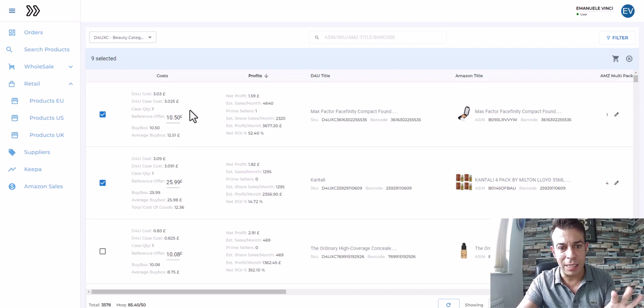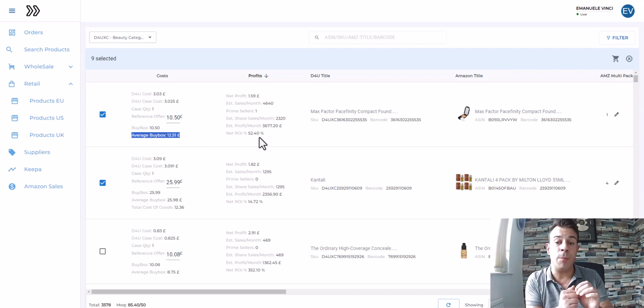So the first product that I'm looking at in here is Max Factor Face Infinity Compact Foundation. And this product right now is selling at $10.50, which would give me a $1.59 net profit. However, its average buy box price is $12.51.